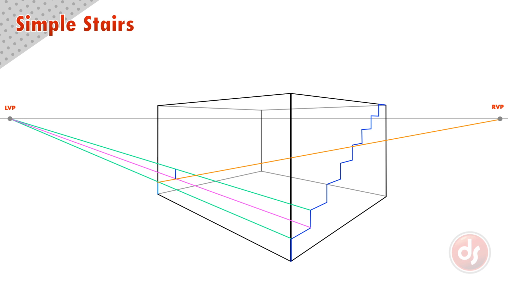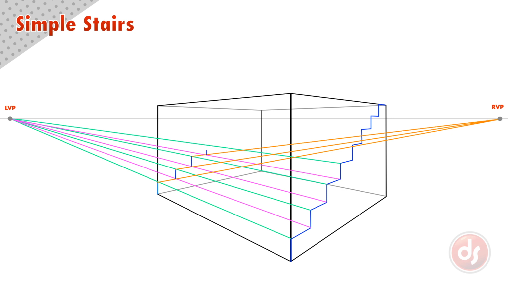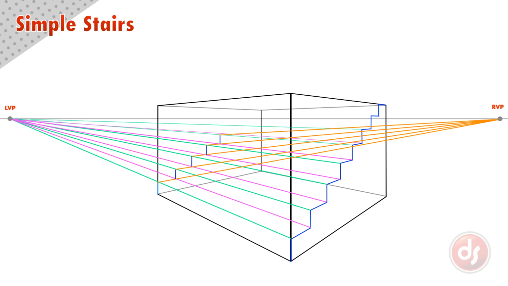Each line gives us the starting and stopping points for the new stairs. Each time we draw another line, it gives us information to connect the next stair. We simply repeat this pattern, taking the rise and run points to the left vanishing point and the new stairs to our right vanishing point as we work our way up.